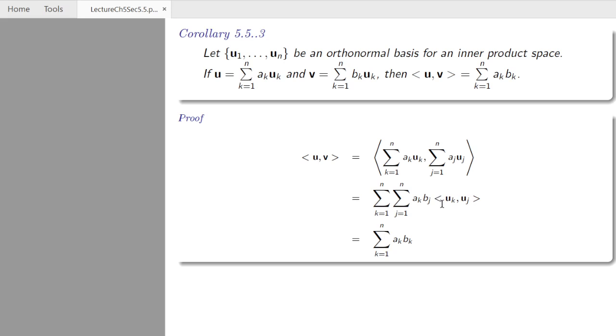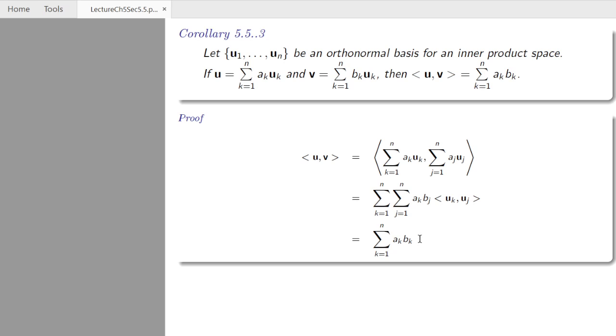Because we assume u1, u2 to un are orthogonal, when k and j are different, the inner product is 0. So that means we just need to consider when k and j are the same. In that case, the double summation becomes a single summation, k from 1 to n, then a_k b_k.